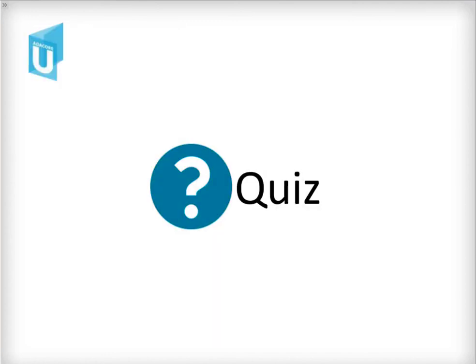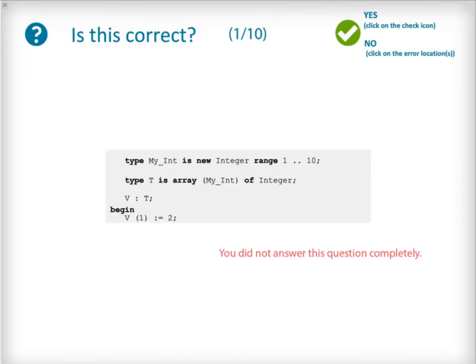Let's now verify your understanding. For this question and the next, if you think there are no errors in the code, click on the green icon next to yes. If you think there are errors, click on the corresponding location in the code. In either case, once you are sure of your choice, click on Submit.